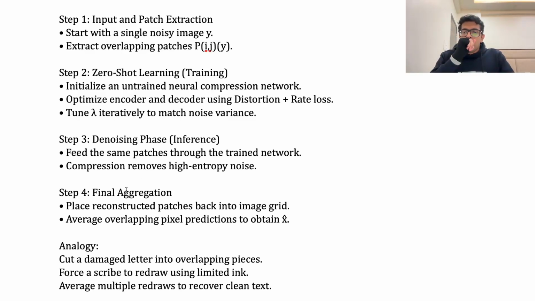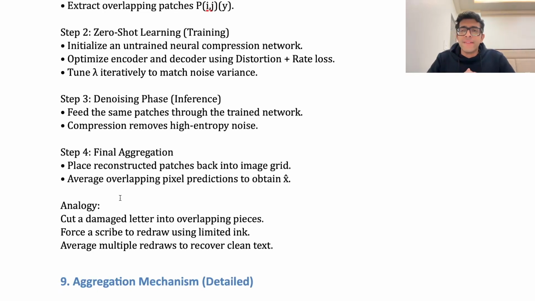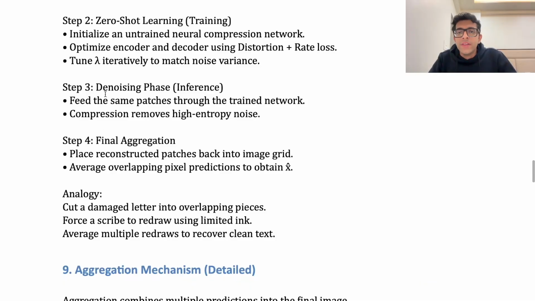So firstly, because we have an image, we'll put it into patches, and those patches will be overlapping. Of course, you understand what overlapping is, but that is how we want to break the entire image. Once we have done that, we are going to use an untrained neural compression network, optimize the encoder and decoder using distortion and rate loss, and tune the lambda iteratively.